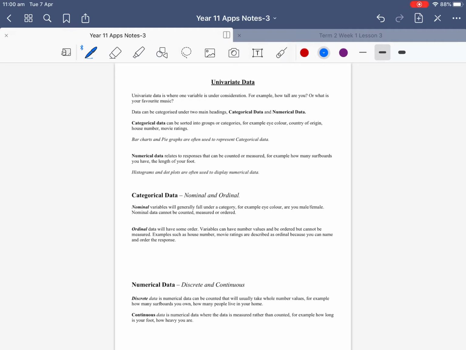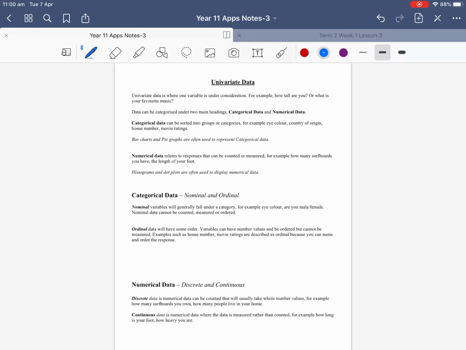We use two main headings to classify data. That's categorical data and numerical data. And both of these have two subheadings. Categorical can be split into nominal and ordinal, and numerical can be split into discrete and continuous.